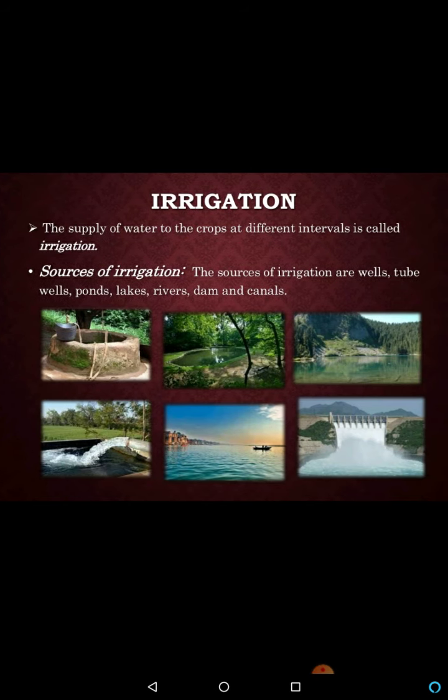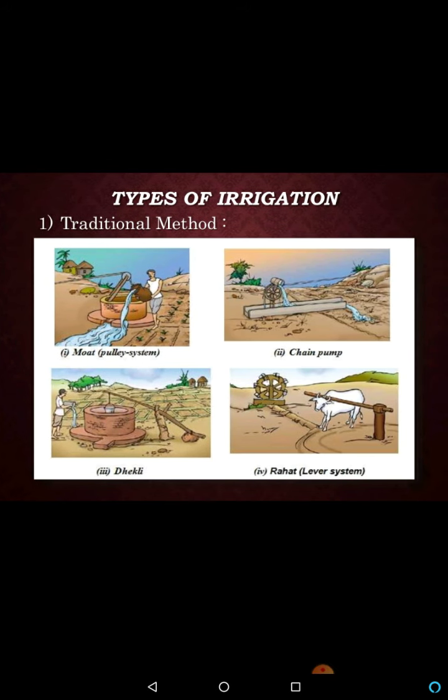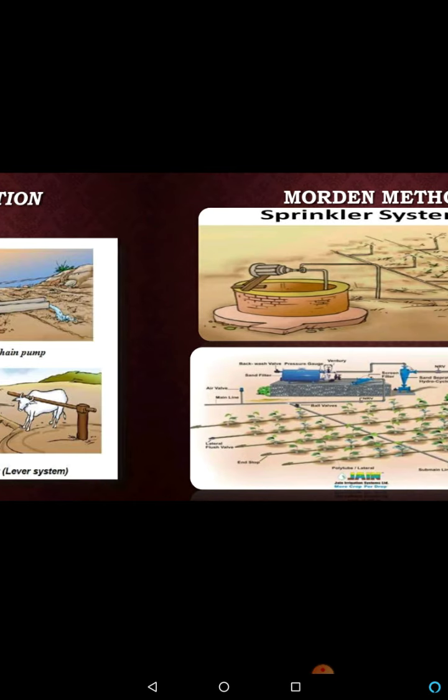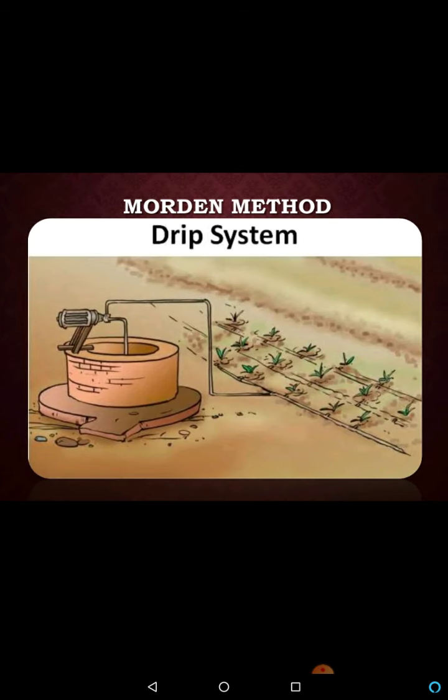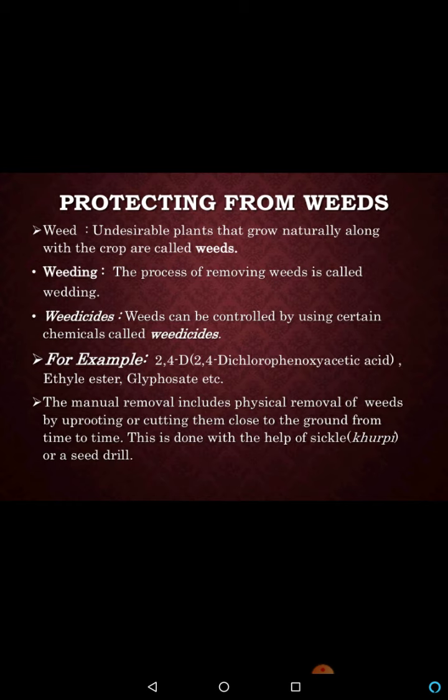The supply of water to the crops at different intervals is called irrigation. Sources of irrigation are wells, tube wells, ponds, lakes, rivers, dams, and canals. Types of irrigation. Traditional methods are moat, chain pump, dhekli, rahat, and the modern systems are sprinkler system, drip system.